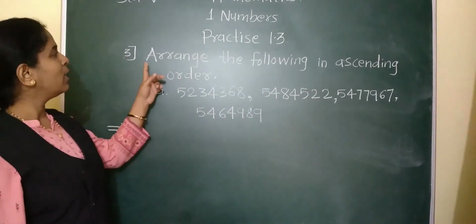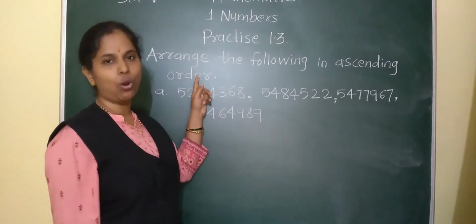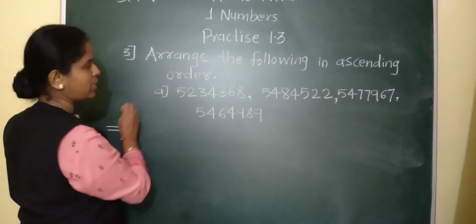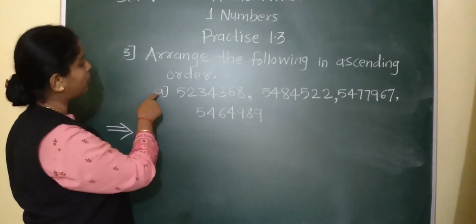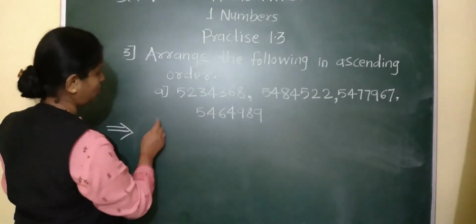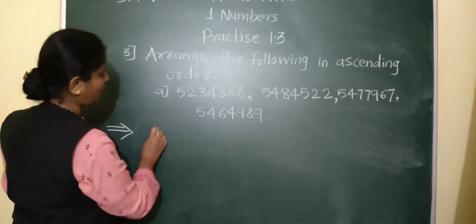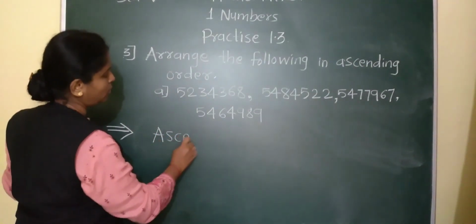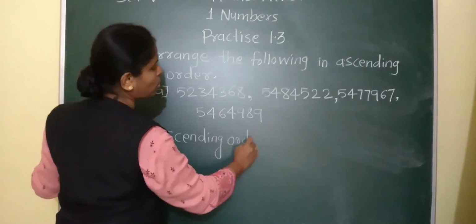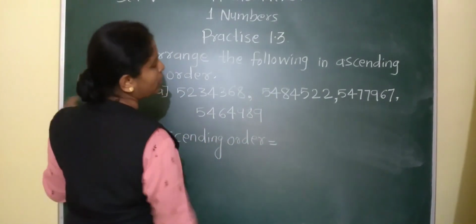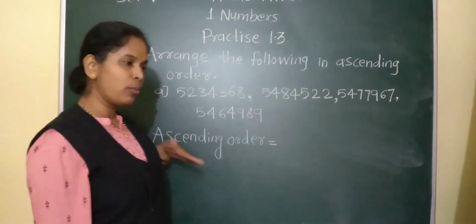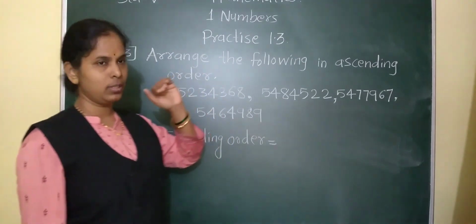Question number 3. Arrange the following in ascending order. We have the given numbers, we have to arrange them in ascending order. In that, question A I will solve and B you will have to solve. So, we have to arrange the given numbers in ascending order. In ascending order, what do we do? We write the smallest number and from smallest to biggest we go on writing.